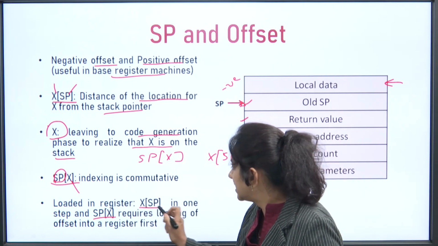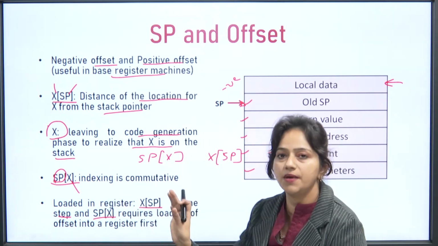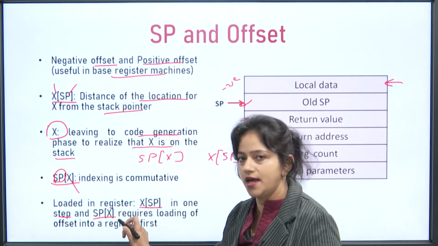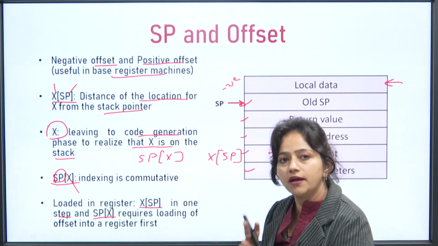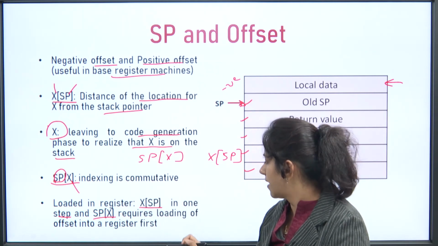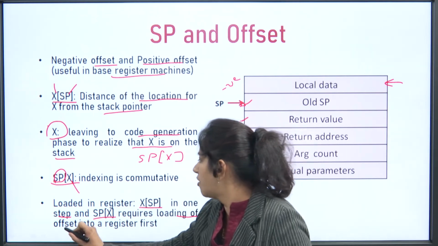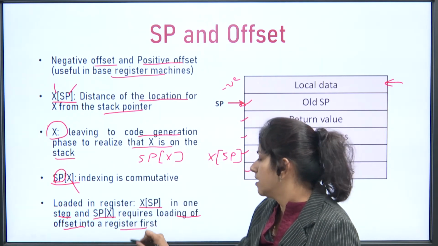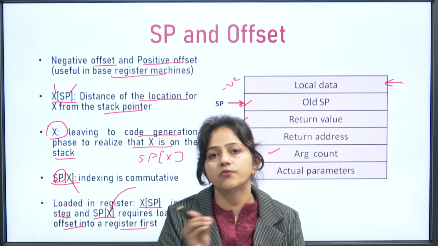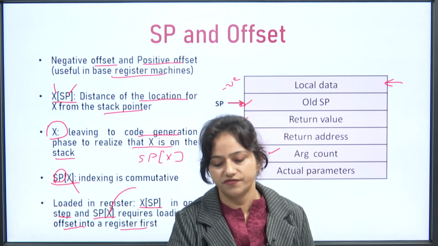If we are using this syntax, then it will require only one step for loading. If we are using SP at x, then it will require two steps to load into the register. Why does it require two steps? Because one extra step is required for loading the offset into the register. So, first we load this offset into the register and then we fetch the value from that particular index. So, this is about stack pointer and offset.